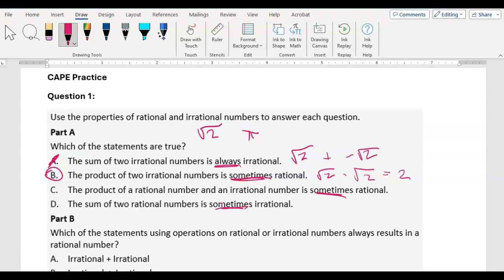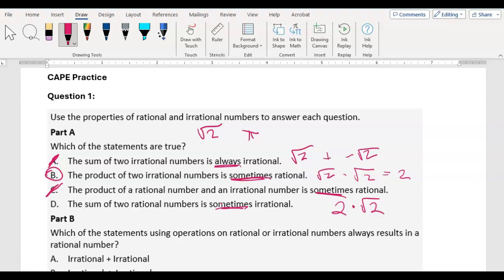The product of a rational number and an irrational number is sometimes rational. That is never true. Because if we were to multiply 2 times the square root of 2, for example, all we're doing is multiplying all those decimals by 2, right? So all of those decimals will still continue on with no pattern, but they'll be multiplied by 2. So this is not true.